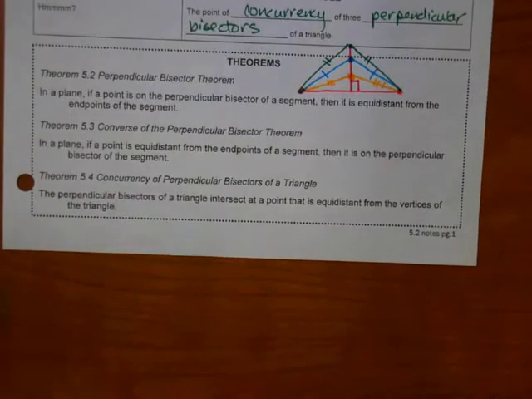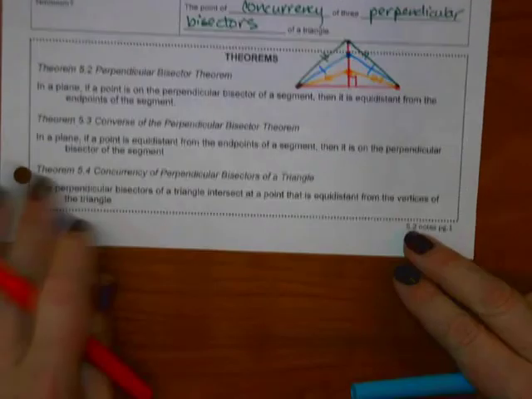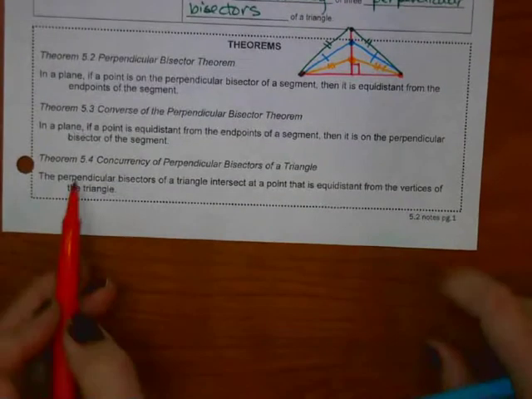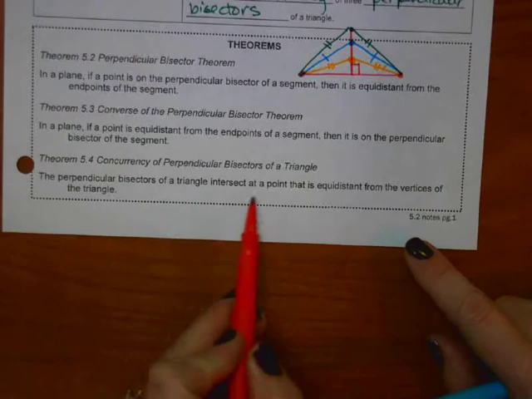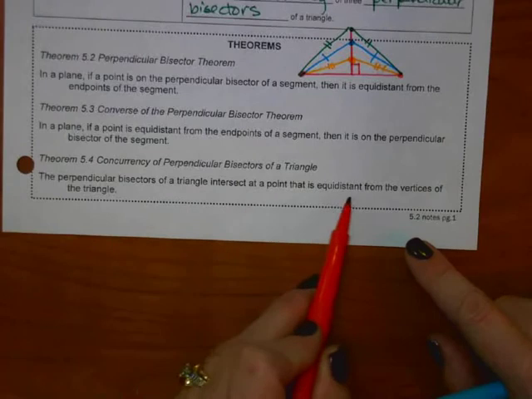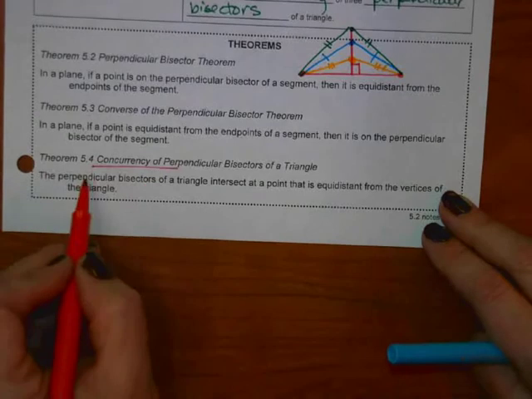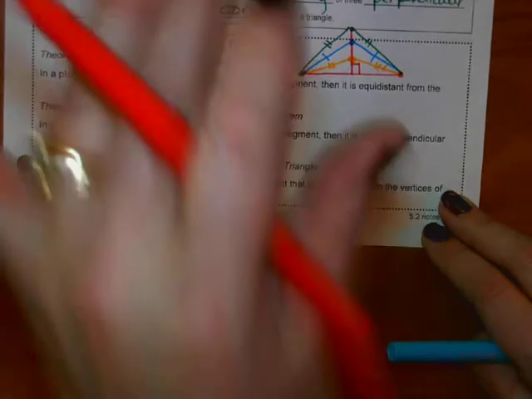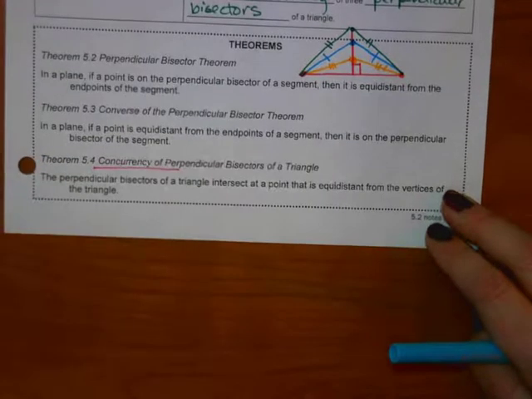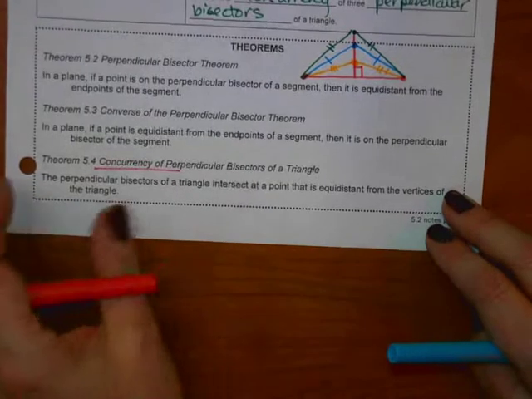All right, this last one, concurrency of perpendicular bisectors of a triangle. The perpendicular bisectors of a triangle intersect at a point that is equidistant from the vertices of the triangle. I'm going to point this out to you on the other side. Remind me if I forget. I should remember. But all right, turn it over. I'll explain that on the other side.